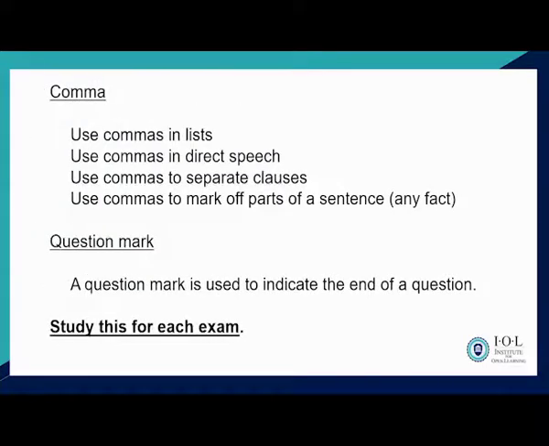Comma. Use commas in lists, direct speech, separate clauses, or to mark off parts of a sentence. Question mark. A question mark is used to indicate the end of a question. Study this for each exam.